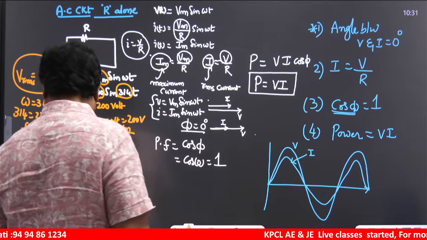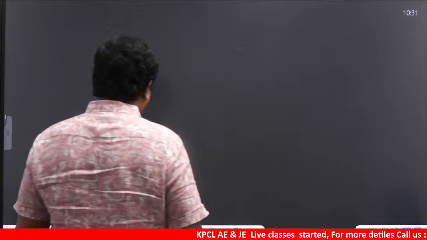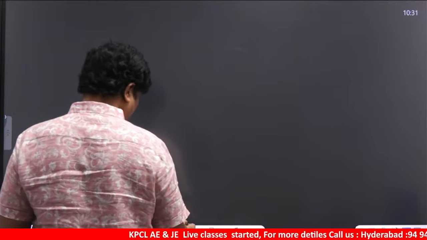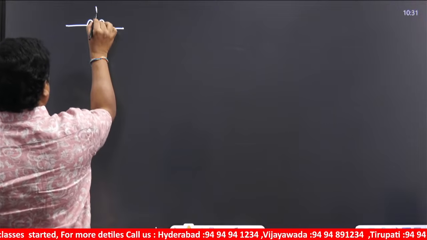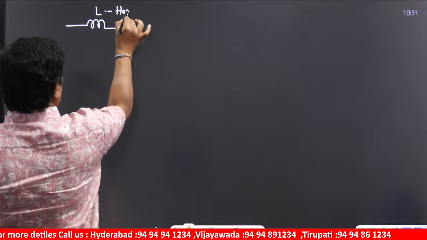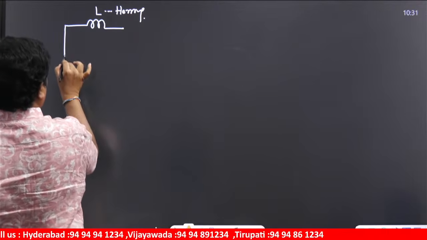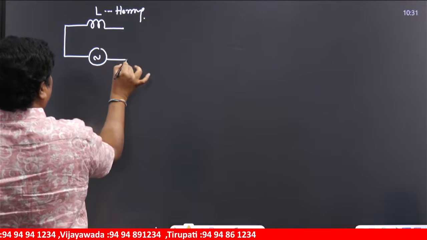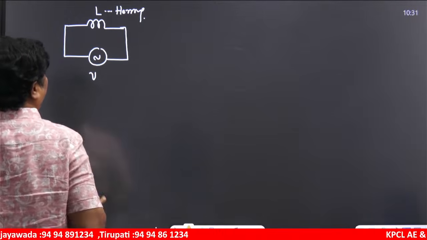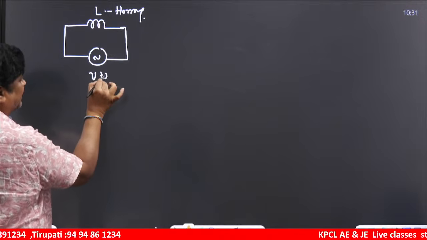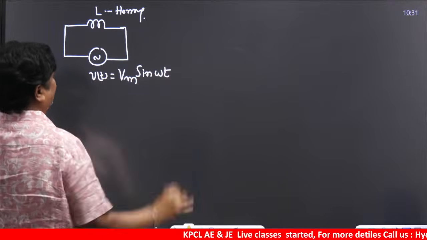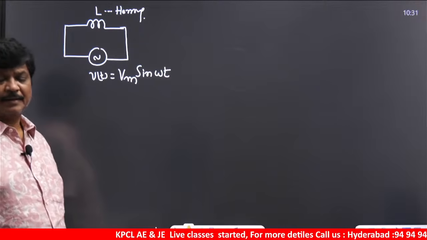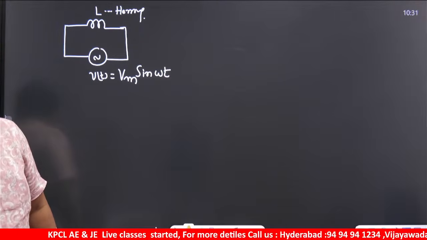Coming to the pure inductance alone. This is very, very important. We have a pure inductance L. It is in Henry. Units are Henry. The supply voltage V of t is equal to Vm sin omega t applied.